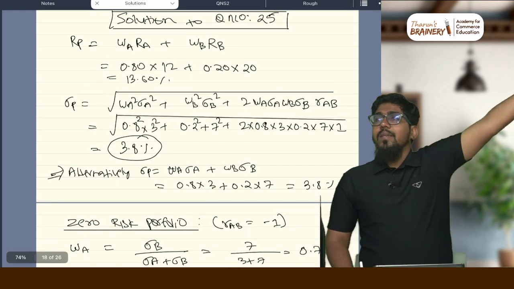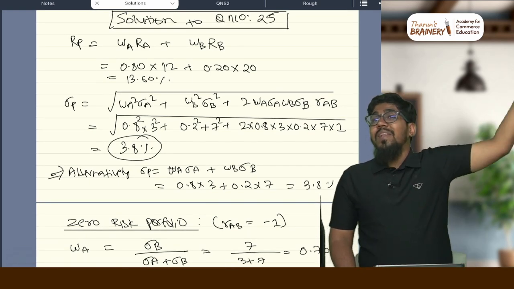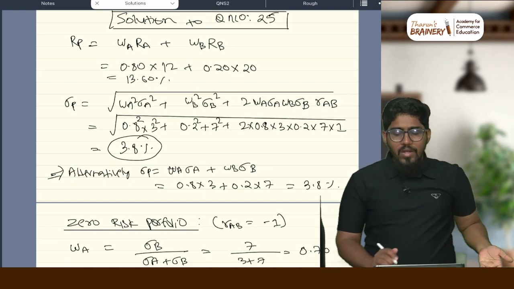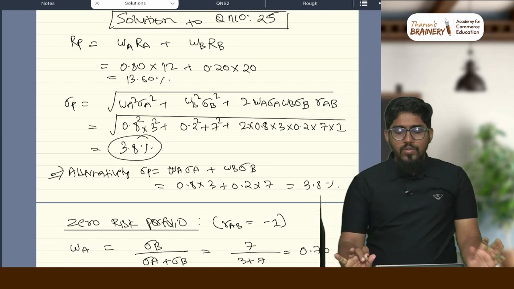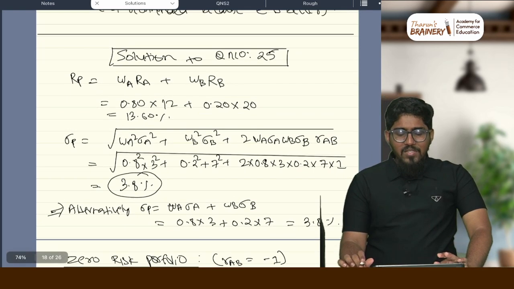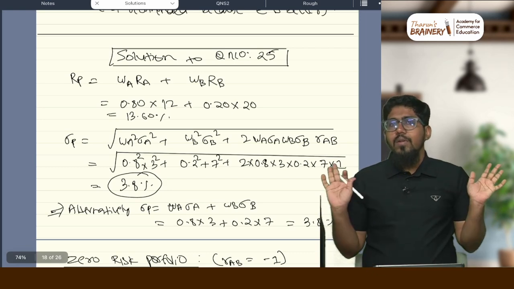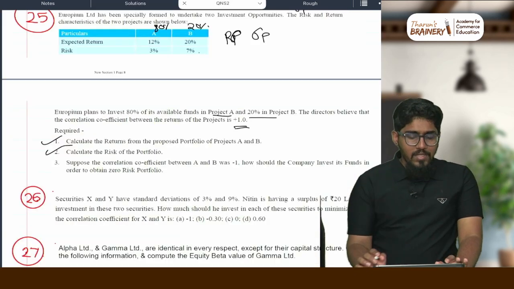Clarity? The same thing. If at all it is the R of XY is plus 1, then the formula is also this. This formula can also be used. Are you all with me? So till this you already know. Return and risk you already know. Correct? See the next requirement.